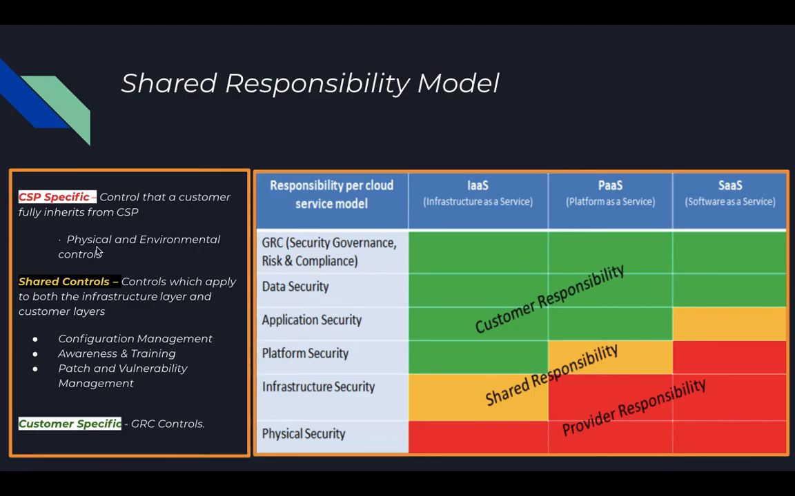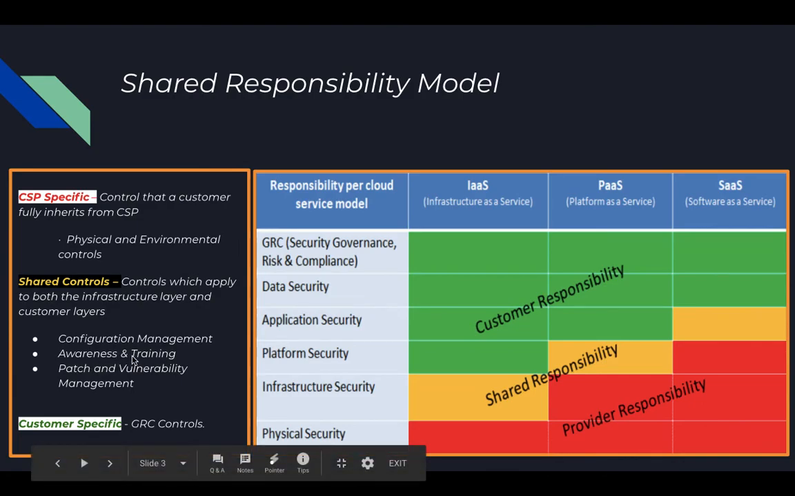Whether CCTVs are installed, whether monitoring of the entrance at the data center is being done, and taking care of all environmental issues, what risks the environment poses to the data centers, all those are the responsibility of the CSP, because in the case of cloud, that is the layer the CSP provides us. Then shared controls are controls which apply to both the infrastructure and the customer layers, like configuration management.